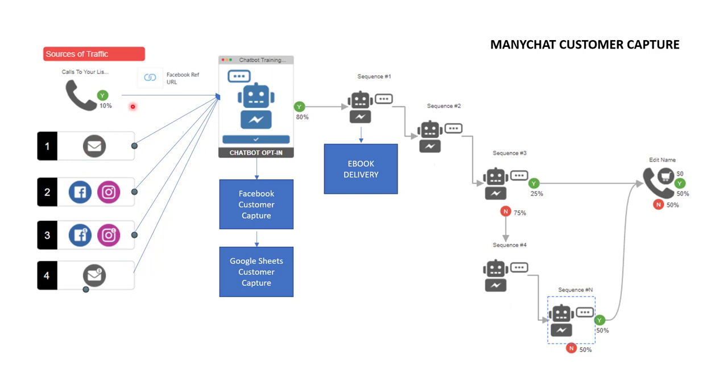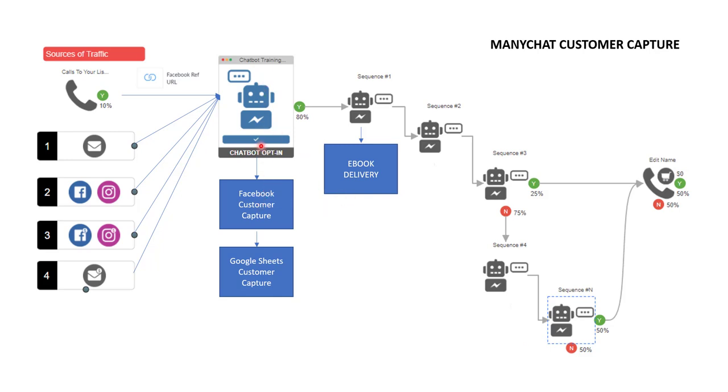Now, in Manychat, they call the link, and this is just like a link to any other website, the Facebook reference URL. And I'm going to explain that in more detail in just a minute. But right now, all that's important to know is that you get a link and you send them a link. And that takes them into your Facebook Messenger Manychat automated bot. Okay, and this is the opt-in section.